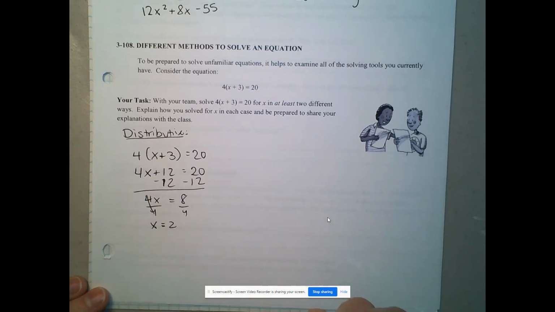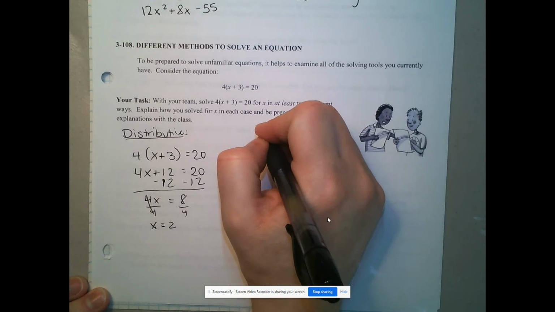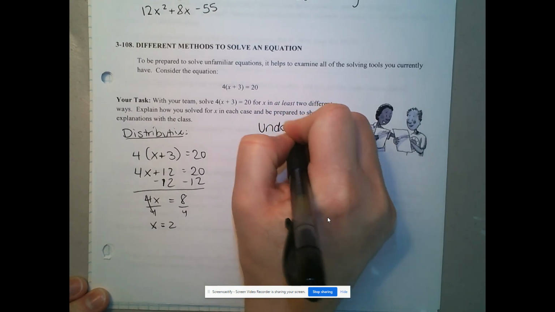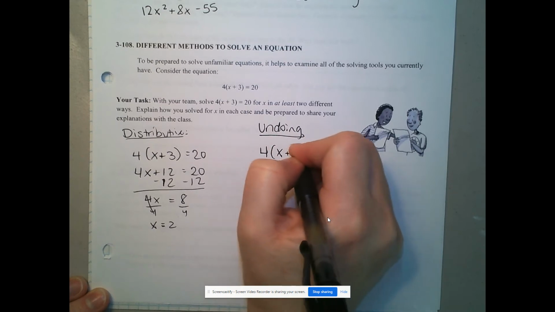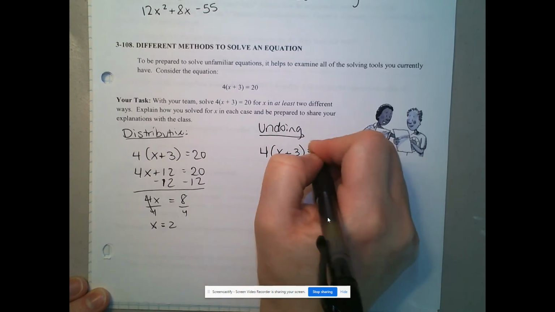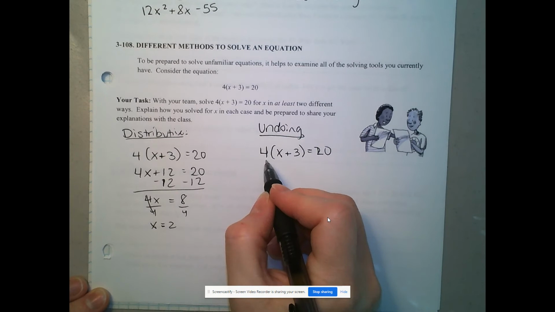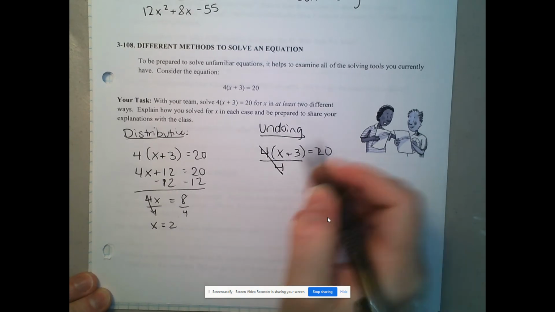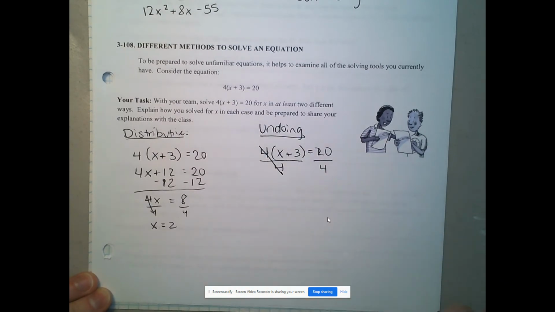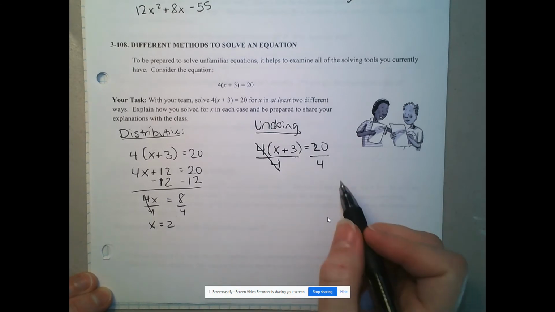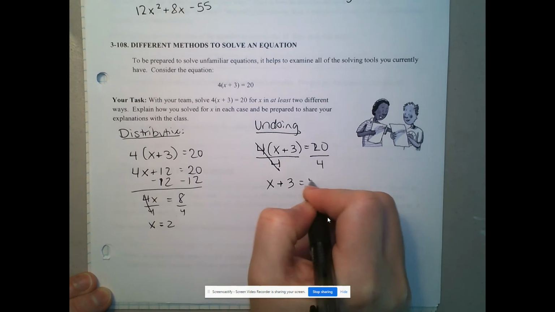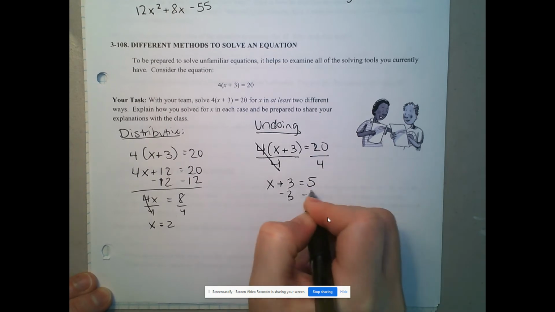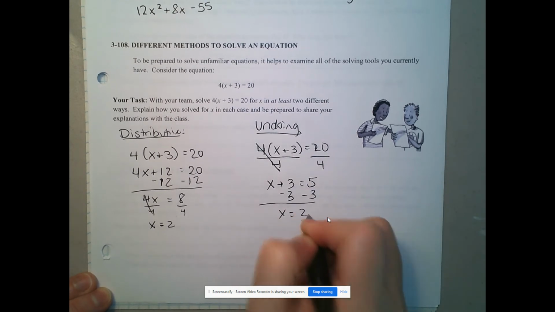Well, there are some other options. You could also do an option called undoing, where instead of distributing that 4, you might say, oh, that 4 is being multiplied by something. So the inverse of multiplying the 4 would be dividing by the 4. And I could divide both sides by 4 as a first step. This often keeps our numbers smaller, so some people really like this method. Then we would subtract 3 from both sides and still get x equals 2.